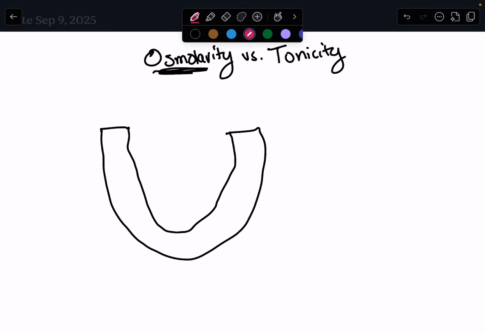And typically in these examples, we want to assume that the middle of this tube has some type of semi-permeable barrier. And we're going to say that this barrier is only permeable to water. I apologize for my not so great handwriting, but I'll do my best. So we're going to assume that the barrier is only permeable to water.